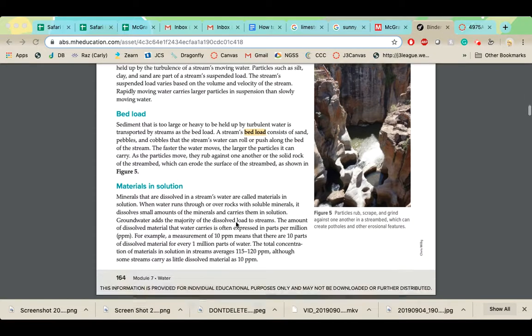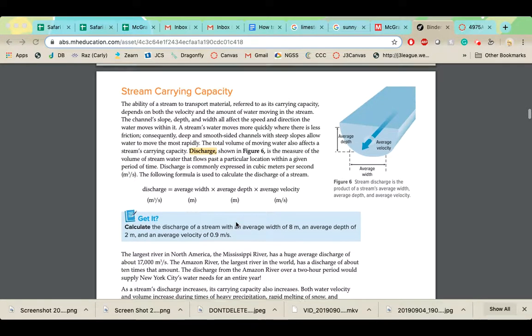definitely not dissolved, okay? So a stream's carrying capacity is specifically the stream's ability to carry dirt, rocks, and other big things. It's how much stuff it is able to move because of how strong it is.